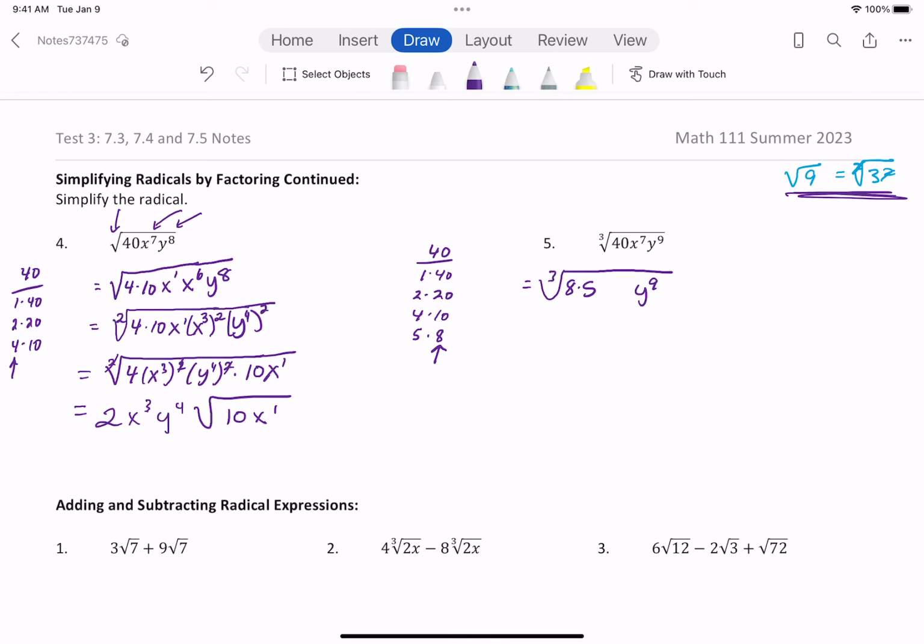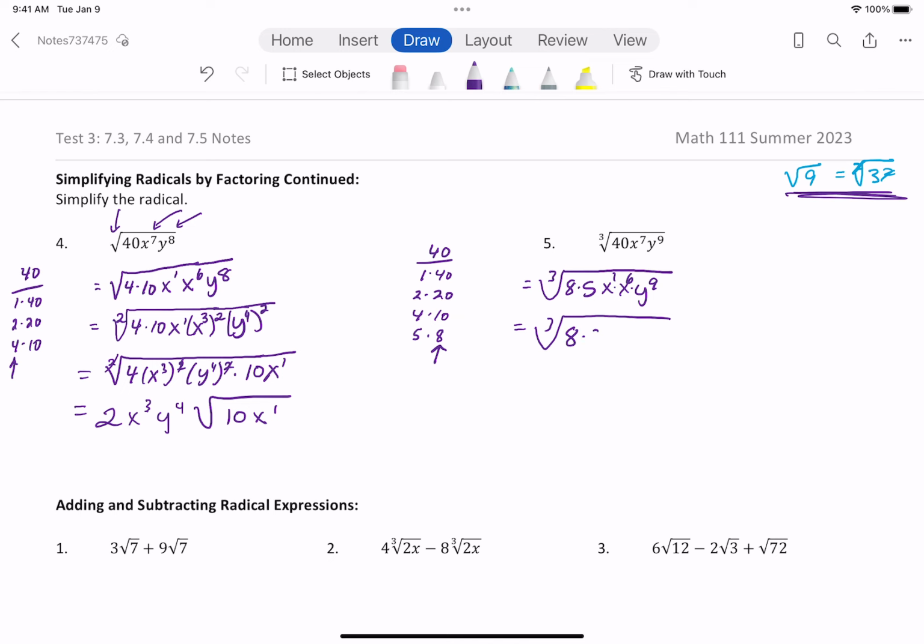The x to the 7th is not divisible by 3. So we want to rewrite it as a product that has an exponent that is divisible. This one's a little harder. If I have the number 7, what's the closest thing that is divisible by 3? The closest thing is 6, right? So if I need 7 and I split it out into 6, we need 1 more.